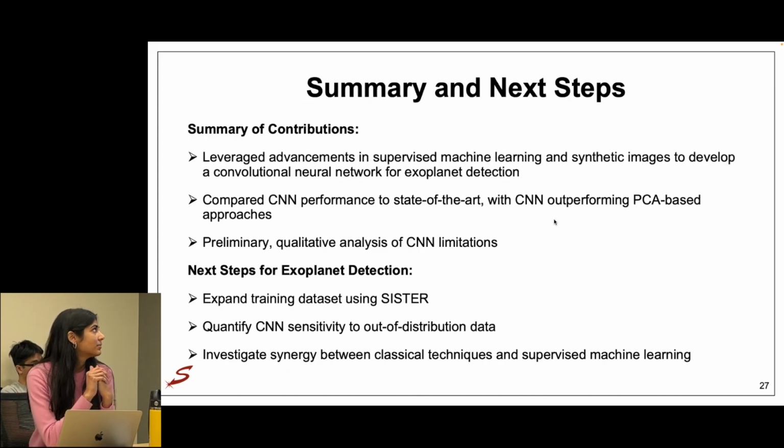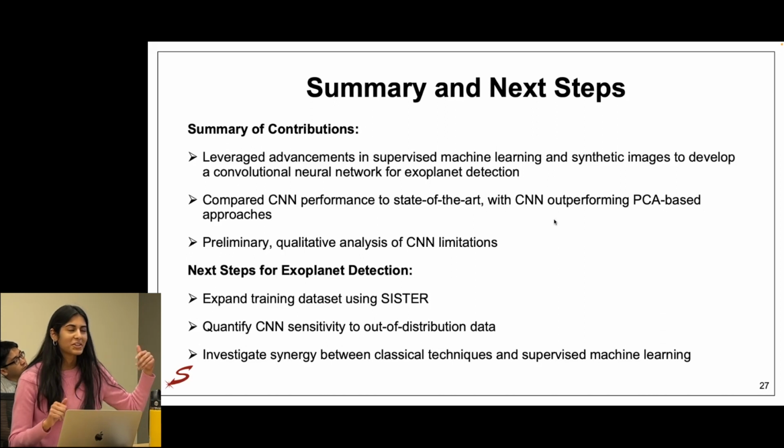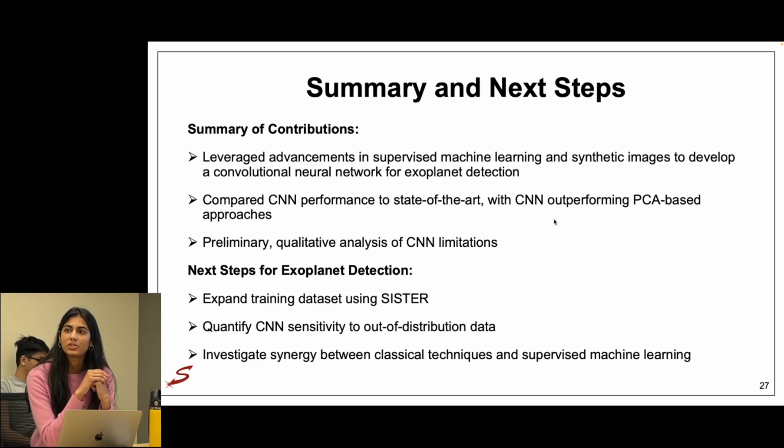So a summary and some next steps for this portion. So summary of contributions that we've discussed so far. We've leveraged advancements in supervised machine learning and synthetic images to develop a CNN for exoplanet detection. And we've compared the performance of this CNN to the state of the art, with the results indicating that our CNN can outperform PCA-based approaches. Once that slide is finished, I'll have shown some preliminary qualitative analysis of the CNN's limitations to out-of-distribution images.